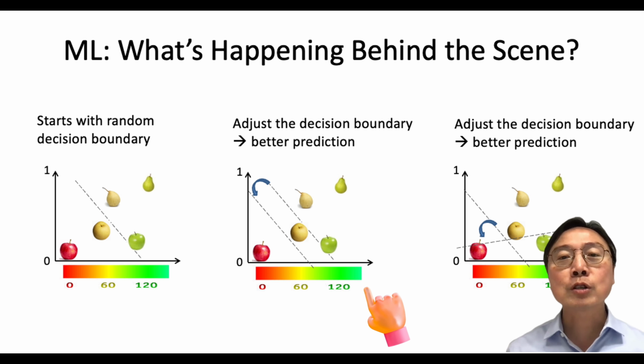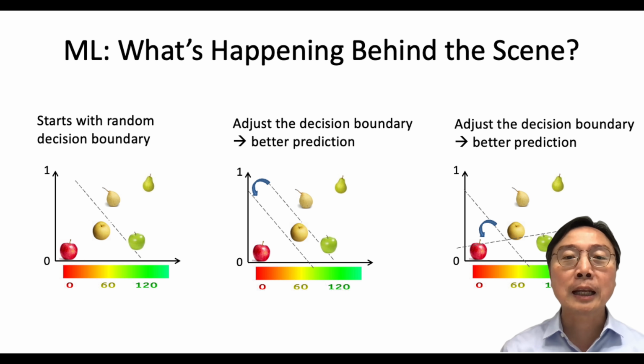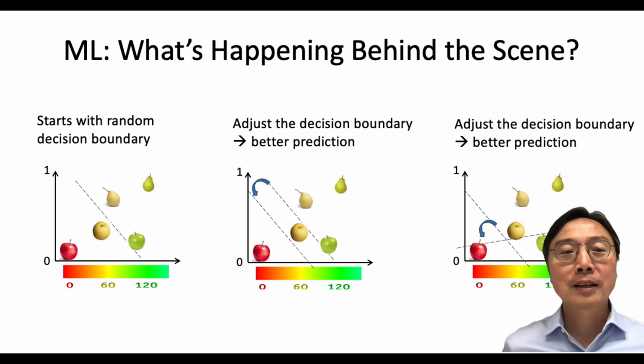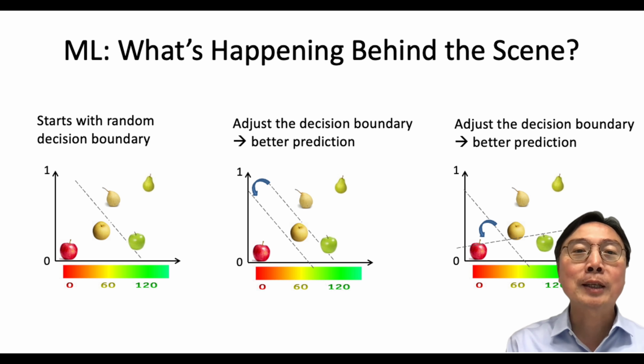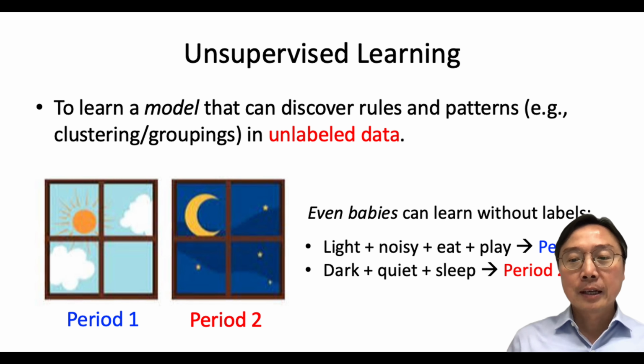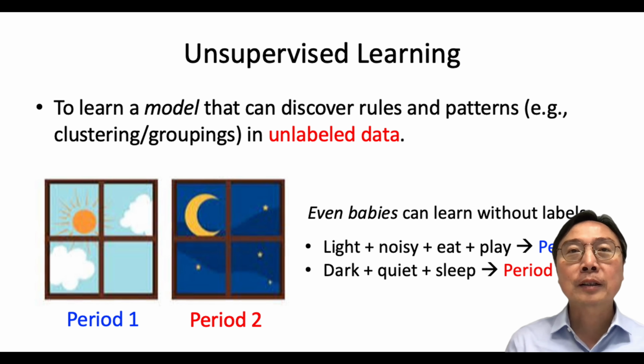Maybe I shouldn't say there are 3 steps, there are actually many steps. The line actually moves around so as to make as small an error overall as possible. And hopefully eventually it can make all the correct predictions. So the line will keep moving during the machine learning process. So that's about the key concepts of supervised learning.